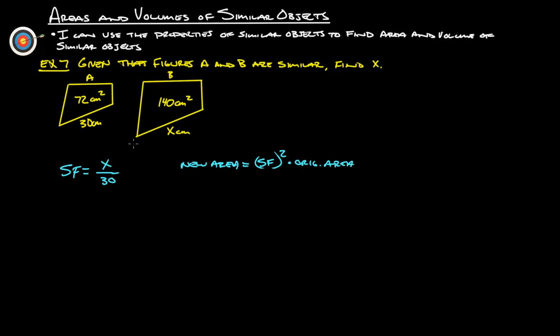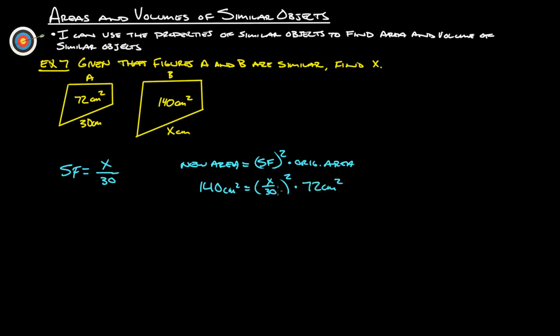Okay, so let's just plug in all the stuff we know. The new area, that's the second one here, is going to be 140 centimeters squared. That's going to equal the scale factor, which we don't know, but we can put x over 30, square that, times the original area. We know what the original area was, so we don't have to do that. Original area is 72 square centimeters.